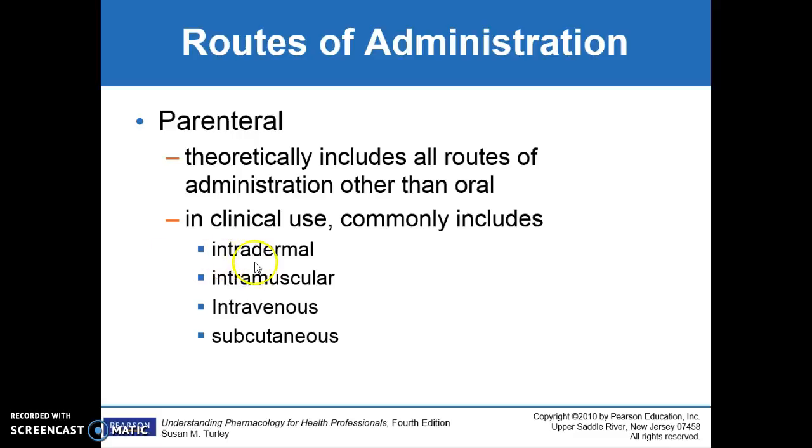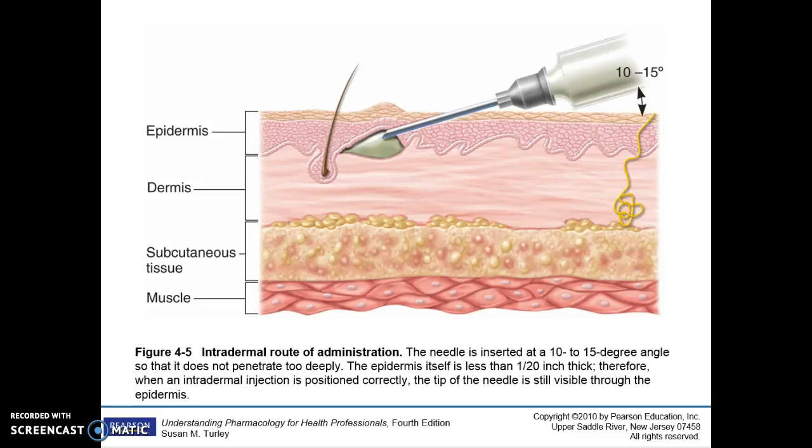Now, when you think of these four, intradermal, intramuscular, intravenous, and subcutaneous, basically what we're dealing with is an injection, and it's where is it going in those layers of skin. Here's an example of a layer of skin, and you can see the different layers of skin are going to determine where it's going to go. This is a really good graphic for that.